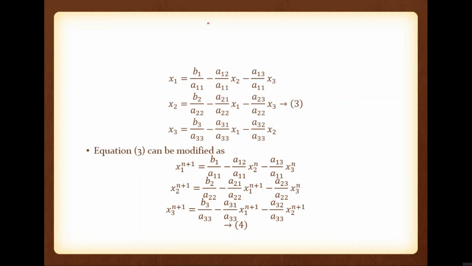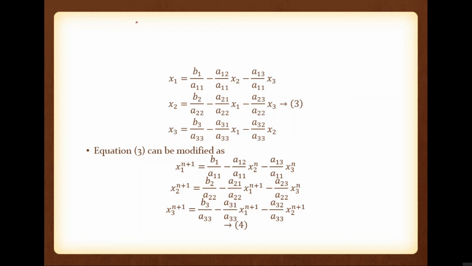So please note the difference between Jacobi and Gauss-Seidel method. In Jacobi method, right hand side we are substituting the values of x after nth iteration. But in Gauss-Seidel method, in right hand side we are substituting the latest value of x.